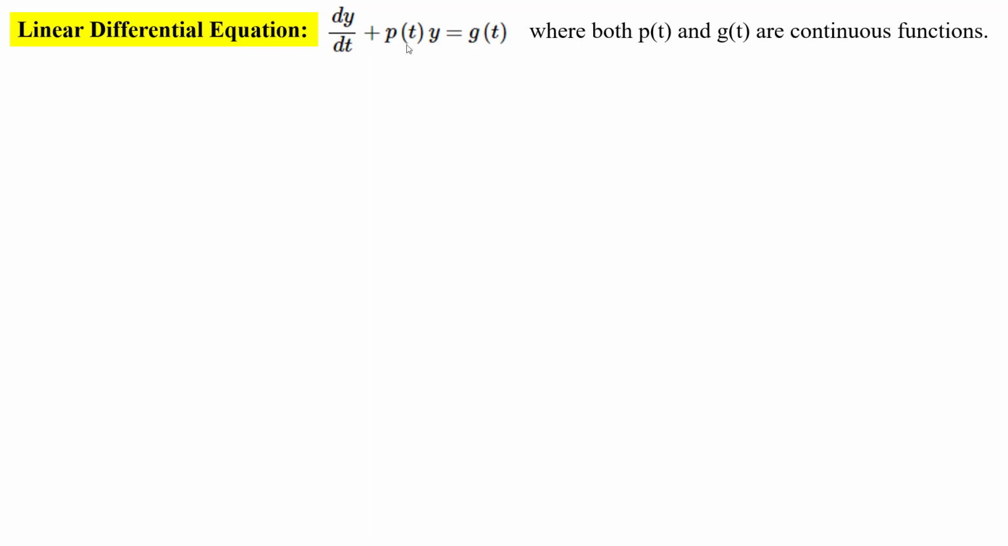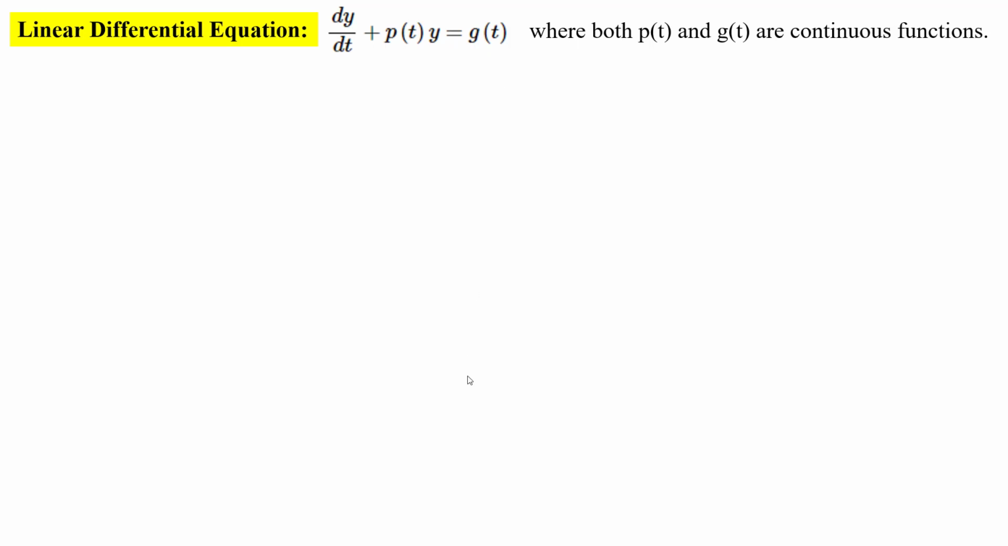So you get a little bit of freedom here, because p of t can be any function of t as long as it's continuous, times y equals some function of t, a different function of t, as long as it's continuous. So these will all look different, because p of t and g of t can be different functions.